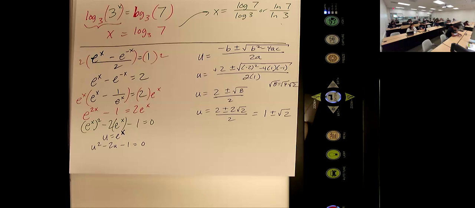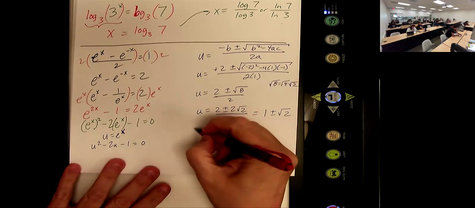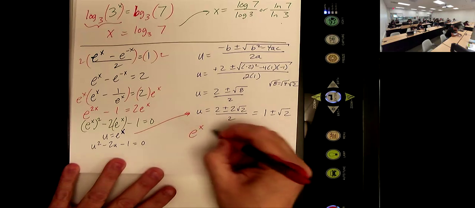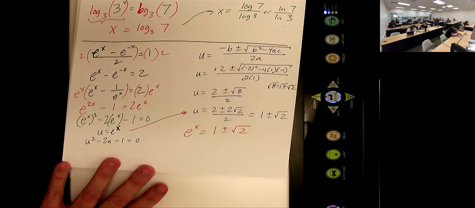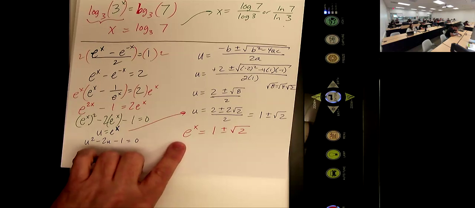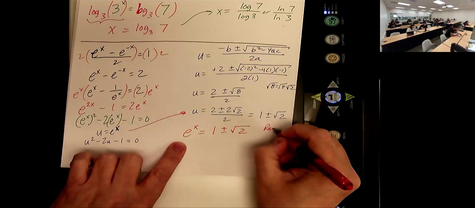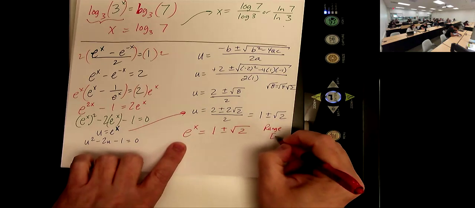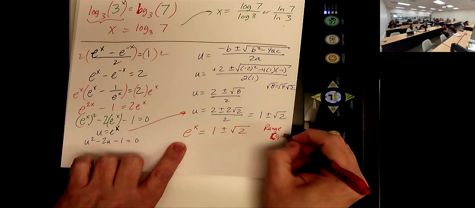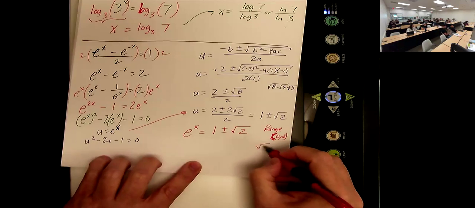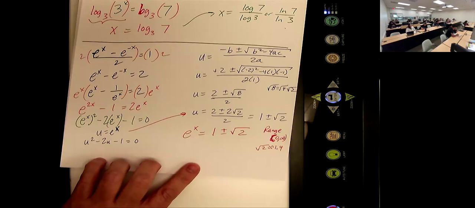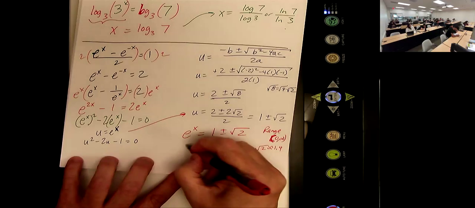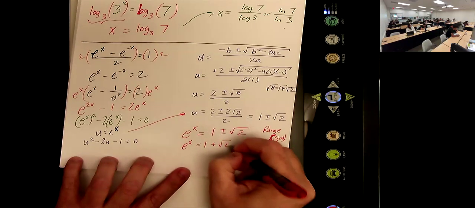We didn't start with u though, so we can't end with u. We've got to do our sub back in. e to the x equals 1 plus or minus the square root of 2. One of these doesn't work. The range on e to the x is greater than or equal to 0. But the square root of 2 is approximately 1.4. If I do 1 minus 1.4, I end up with a negative number. So the negative one is actually out. We can only do 1 plus the square root of 2.